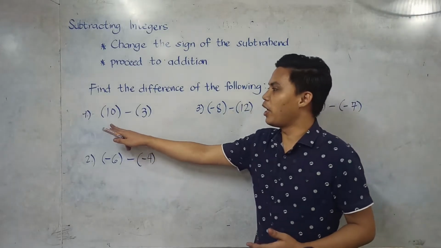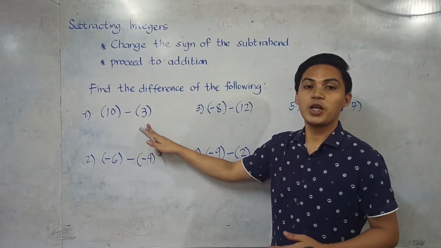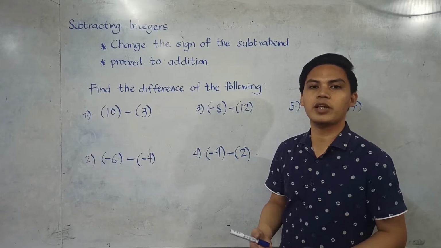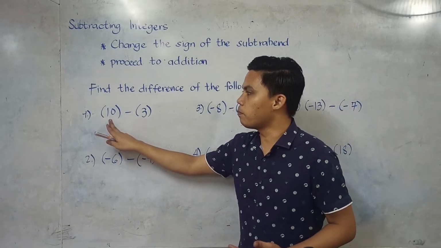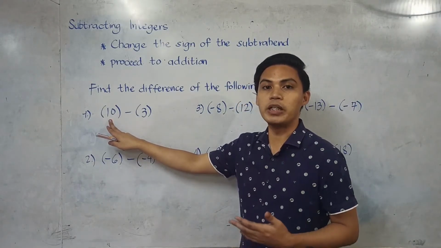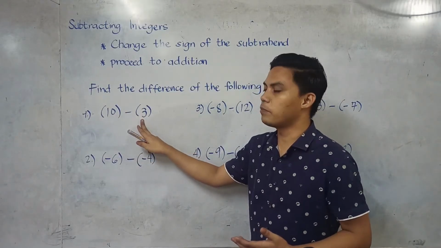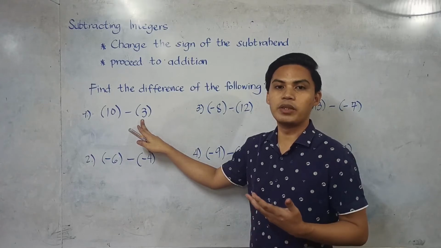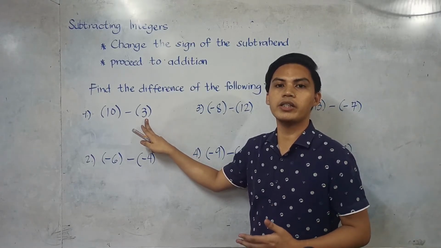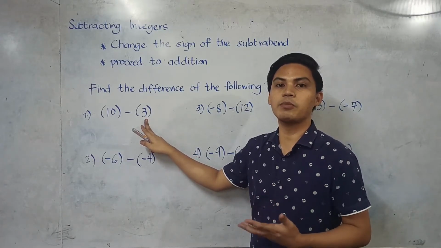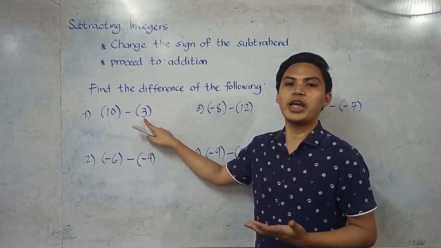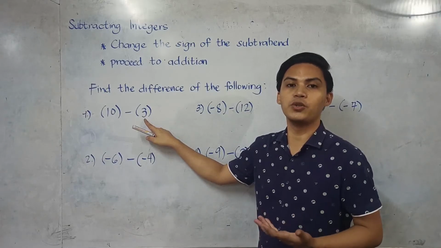Halimbawa, we have 10 minus 3. So again, yung first step, we need to change the subtrahend. Ano ba yung ibig sabihin ng subtrahend? So yung first na number, we call this one as our minuend. At ang second naman na integer, we call this one as our subtrahend. So yung subtrahend, siya yung integer na sinasubtract natin from the first integer. So we need to change the sign of the subtrahend and proceed to addition.